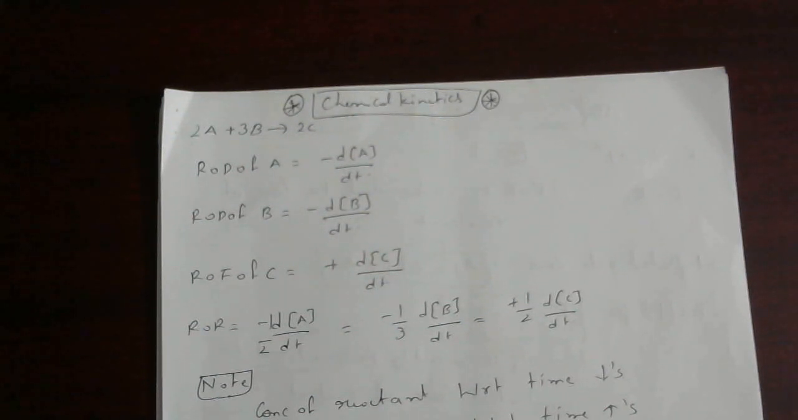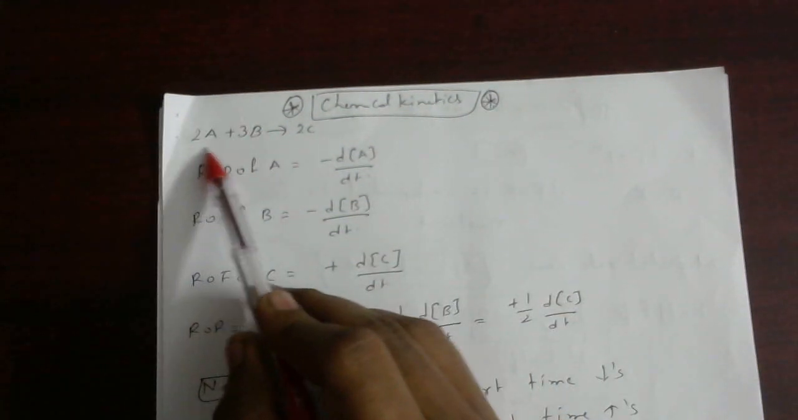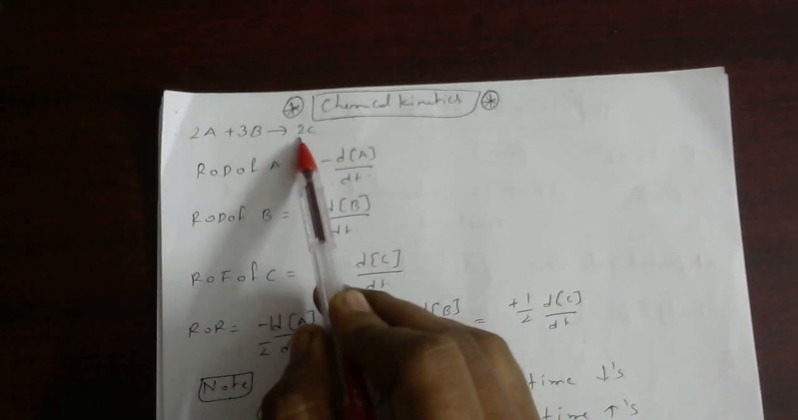So guys, in this video I would like to explain only formulas, not definitions, not any other things, only formulas, and where we have to apply those formulas. So directly I have written one equation here. You can see the equation 2A plus 3B gives rise to 2C.